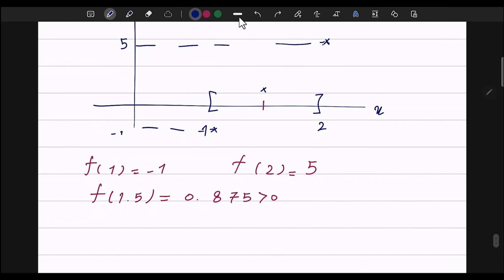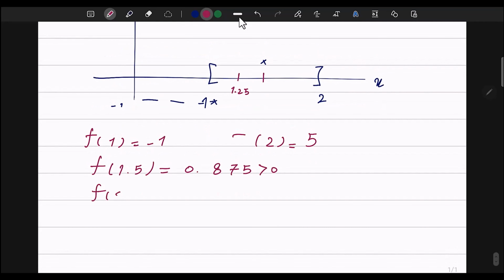So we turn our focus to this interval, which is 1 to 1.5, and repeat this procedure. So we would just look at its middle point, 1.25. We would calculate f of 1.25, which is a negative value. So this is something like this.